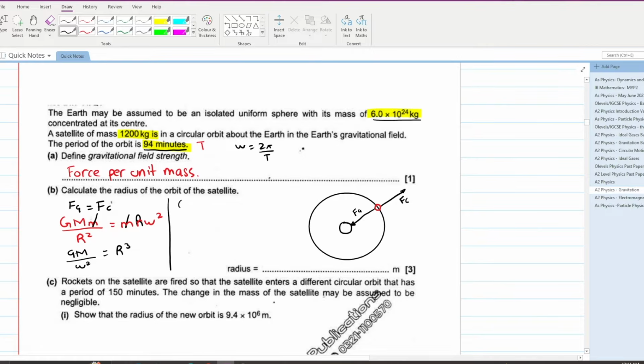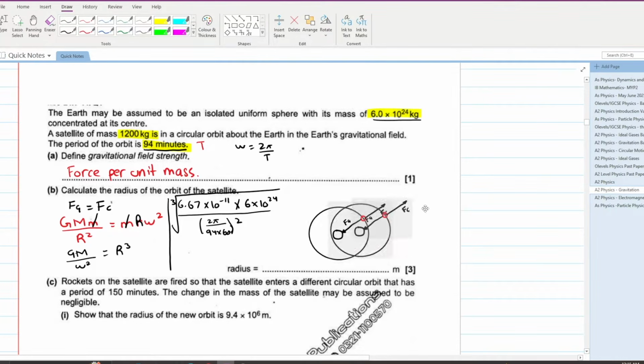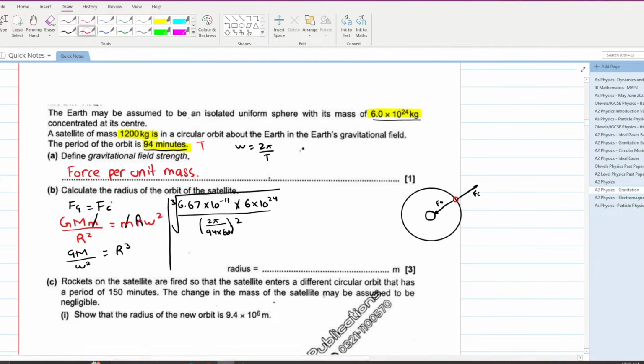So let's place in all the values. What is the value of G? 6.67 into 10 raised to the power minus 11. What is the mass of Earth? 6 into 10 raised to the power 24. What is the value of W? 2 pi divided by time period, what is it? 94 into 60 whole square. And you take a cube root on this entire equation to get the radius. Let me minimize the diagram so I can write the answer clearly. Literally there are 3 marks for this simple question. Okay? So let me put this in the calculator.